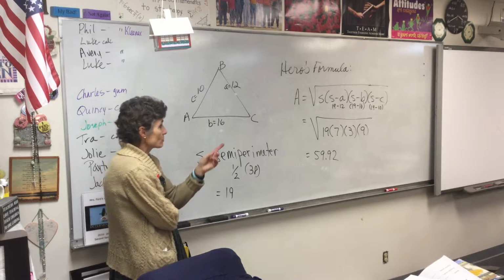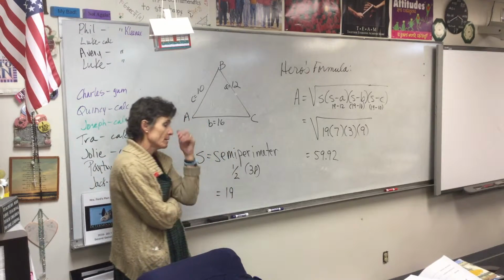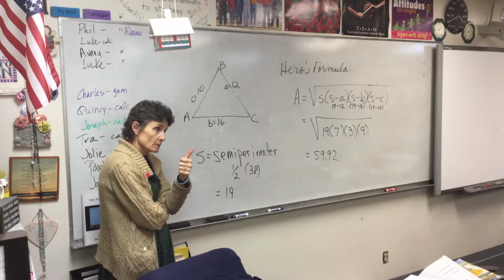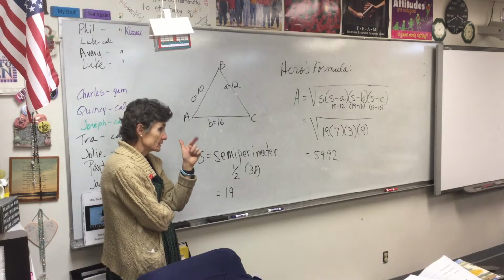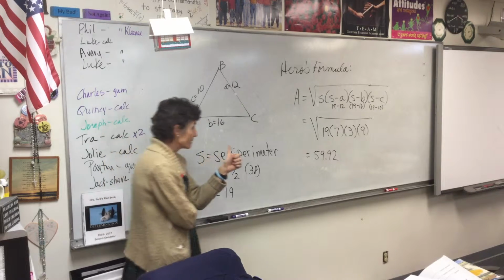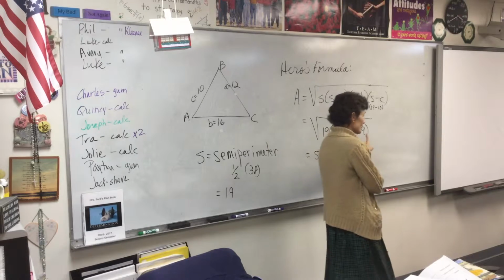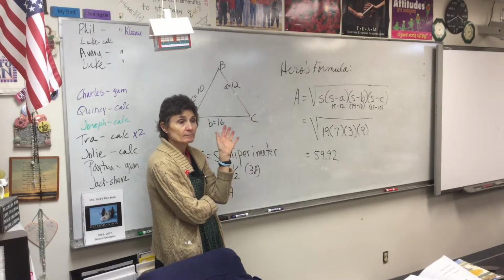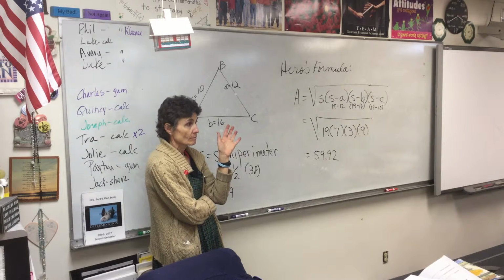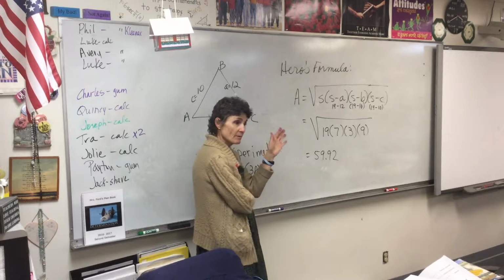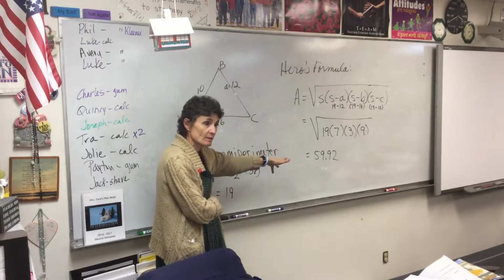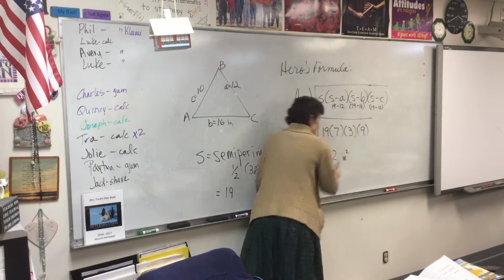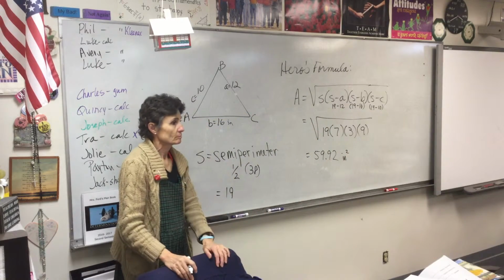So again, where did those magic numbers come from? What's the 19? Half the perimeter. So perimeter, we just add them all up, take half of it. That gives us the 19. Then where did these 3 numbers come from? 19 minus each side. So that's it. We multiply them together and take the square root, and that's the area of the triangle. So if these were inches, this would be square inches. That's the area of the triangle.